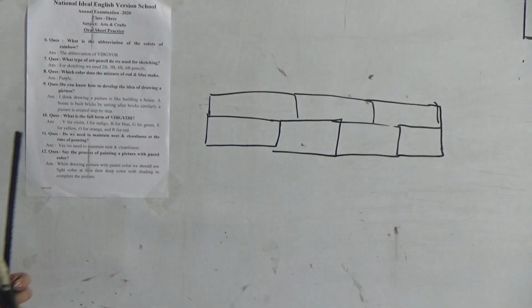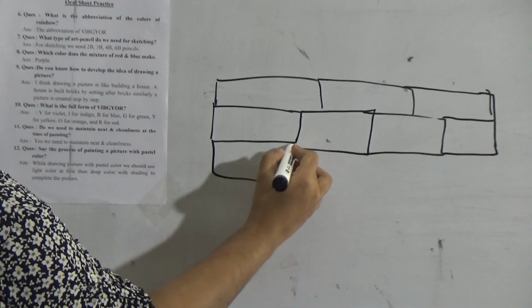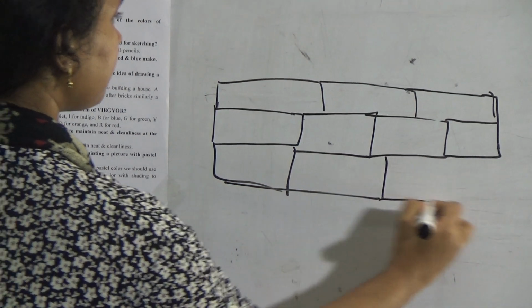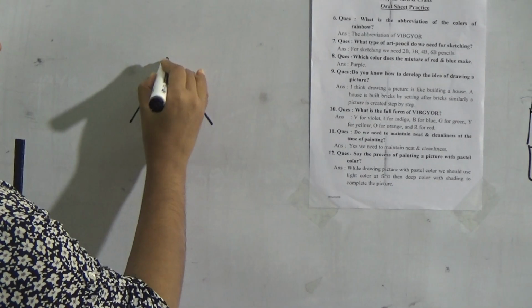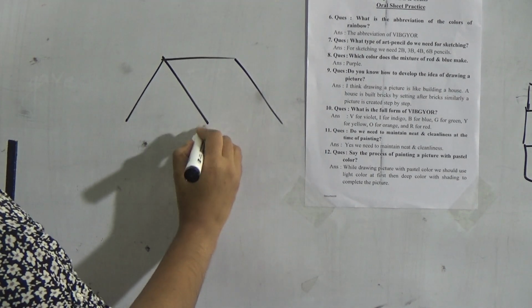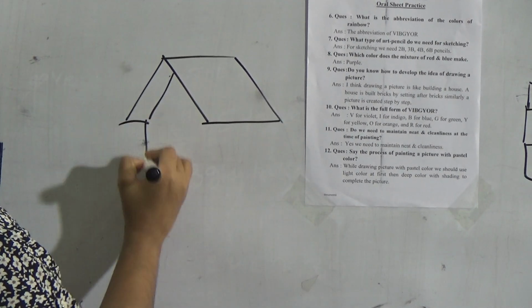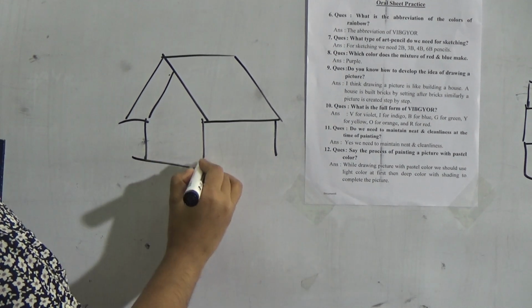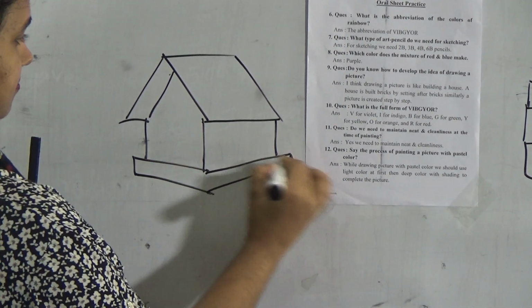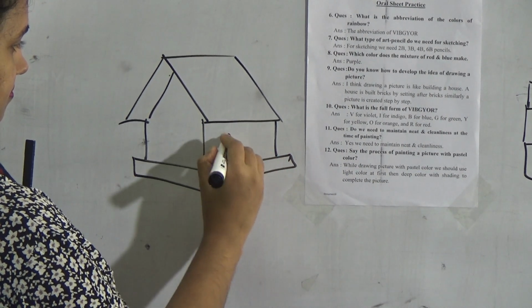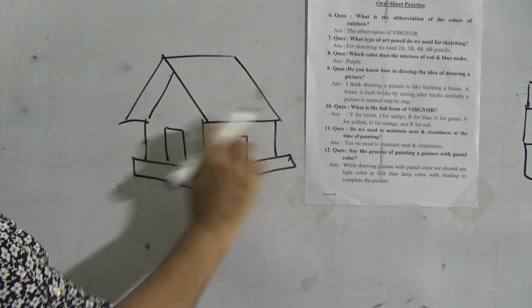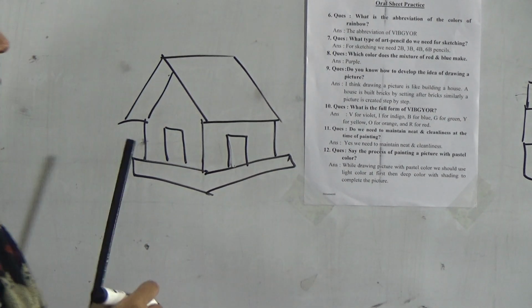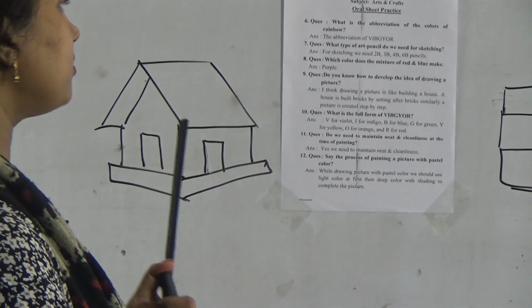As like building, this is the step of building making. Like this, when you draw a house, this is also a step. It's called a step. Everything is a step. This line is the first step, second step, third step, fourth step, fifth step, sixth step. These are the rules of drawing.